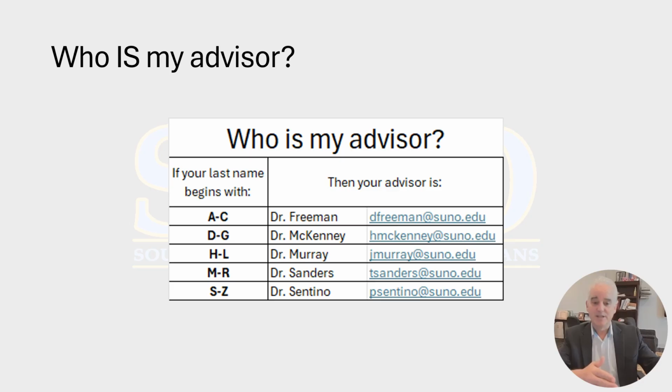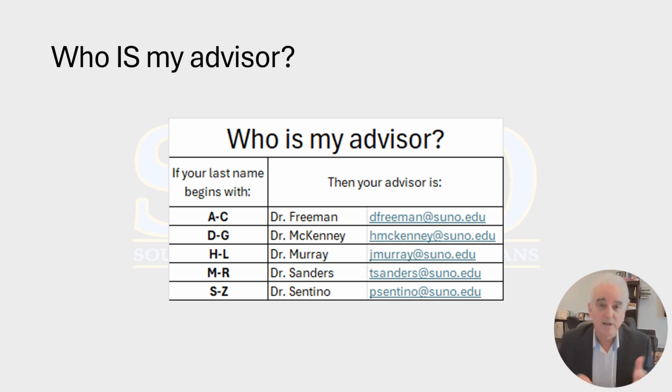if your last name begins with A to C, it's Dr. Freeman. If your last name begins with D to G, it's Dr. McKinney. If your last name begins with H to L, it's Dr. Murray. And Dr. Murray likes to meet in person with each of her advisees to talk about this. If your last name begins with M through R, it's Dr. Sanders. And if your last name begins with S through Z, it's Dr. Centino. And here are all their email addresses here.